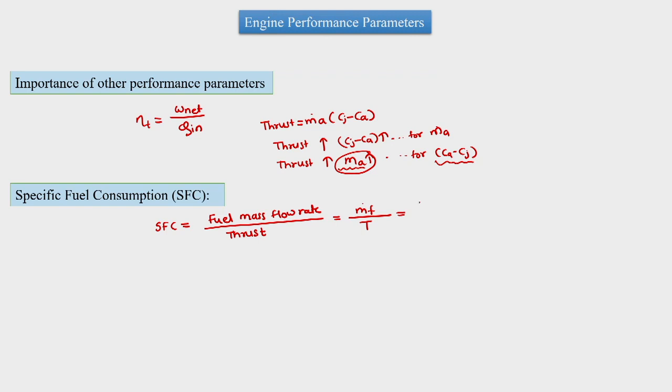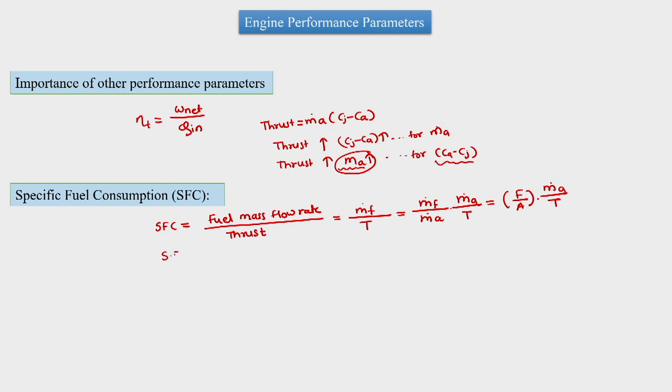Further, we can write it as m dot f divided by m dot a into m dot a divided by thrust. We are multiplying and dividing by m dot a, and this becomes the fuel air ratio of an engine into m dot a divided by T.